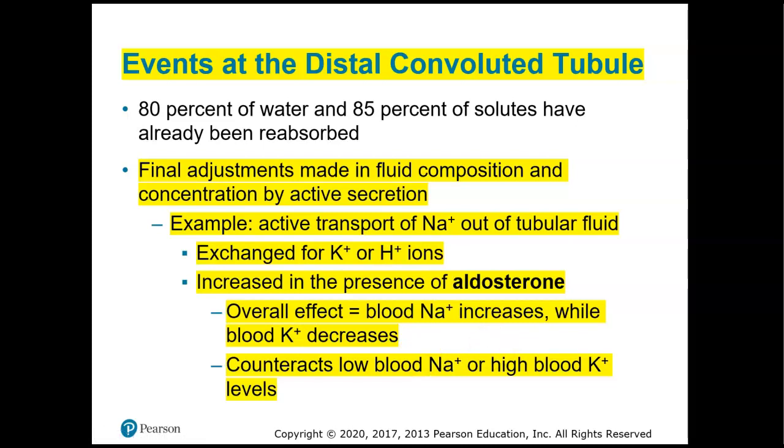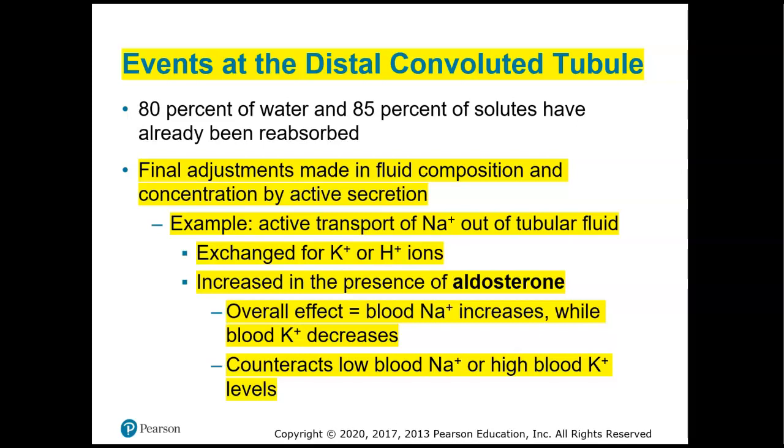And so these are regulated things. It all depends on the levels of sodium, potassium, and hydrogen that are in your blood and in your urine in the first place. And these final adjustments are made to control those levels. So this is how your kidneys help regulate the concentration of solutes in your blood plasma, dissolved in your blood. And also water.